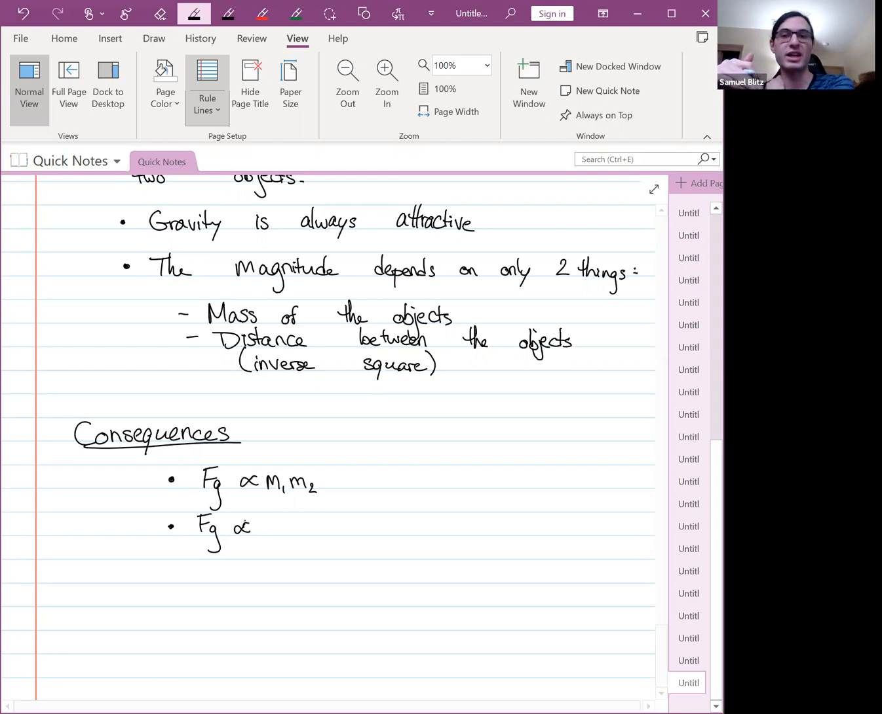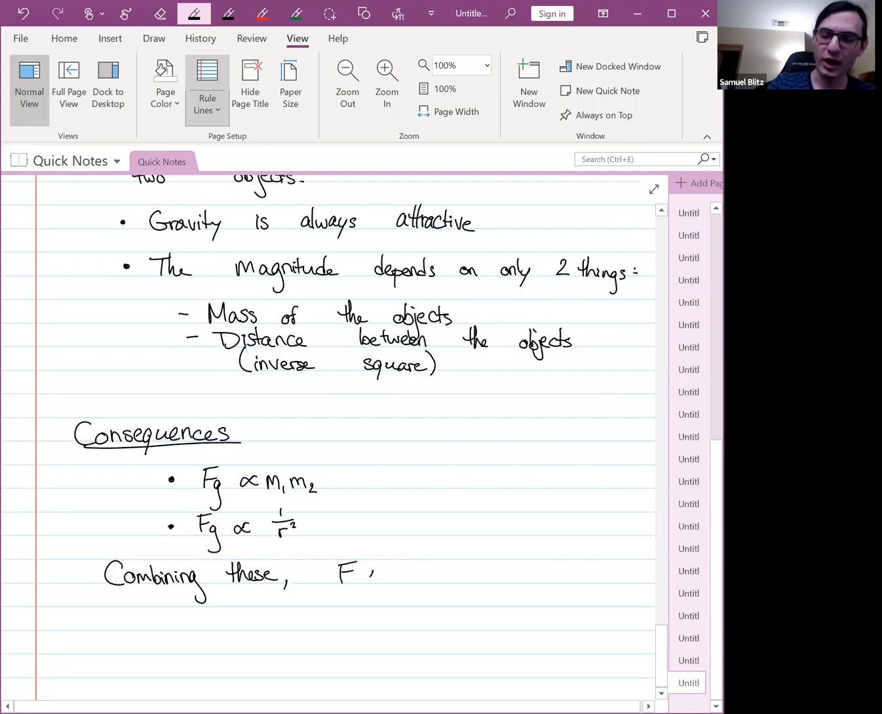This is the idea of an inverse square law. So if you double the distance between the 2 objects, the force goes down by a factor of 4. If you triple the distance, the force goes down by a factor of 9. That is, the magnitude of the gravitational force goes as 1 over r squared, where r is the distance between them. We can combine these formulas to get that the force of gravity is proportional to m1 times m2 divided by r squared.